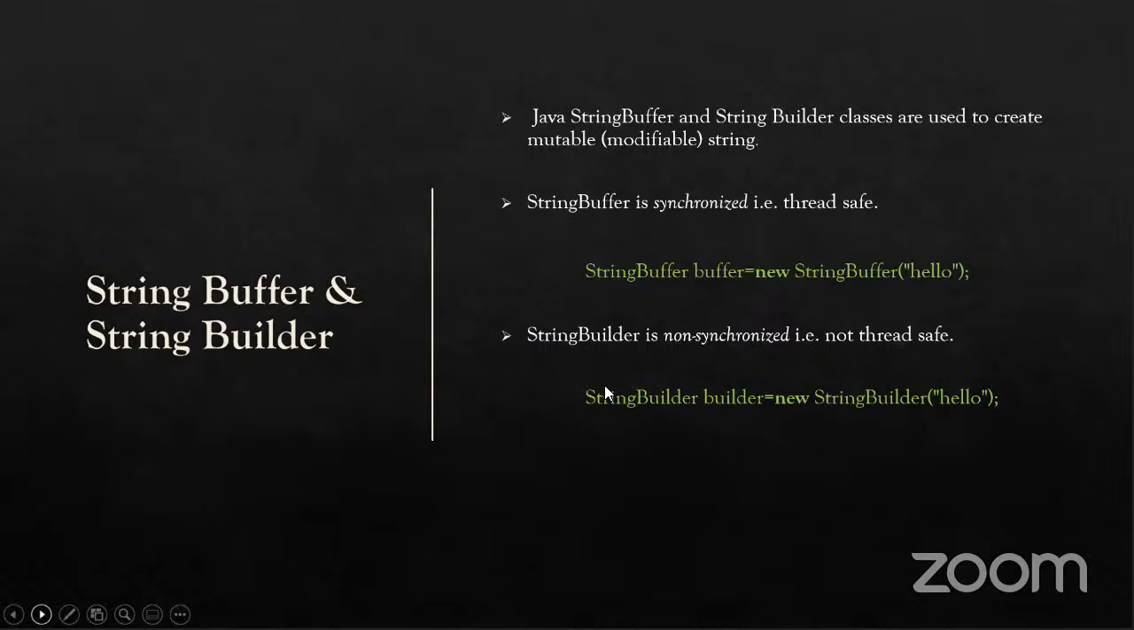To create a string builder, we just use the StringBuilder class. StringBuilder builder equal to new StringBuilder. I am giving the string we need to build using string builder. That string we can give inside this constructor. Okay, these are the constructors actually.